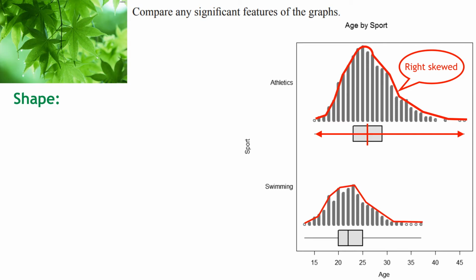Now let's have a look at our swimmers. Again, when we draw that shape over the top, it looks right skewed. I'm going to confirm that by looking at the median and the distance to the left of the median versus the distance to the right. Those two arrows are not the same size. The one on the right is definitely longer. So again, that's backing up that it's a right skewed distribution.